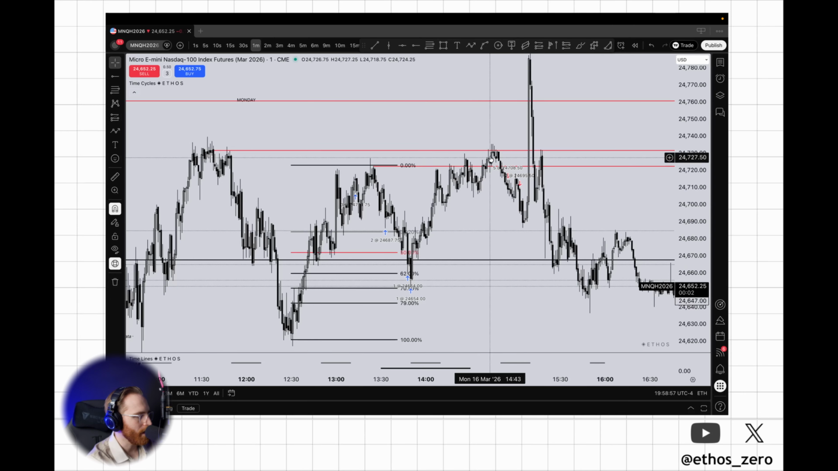So we ended up coming up. We didn't get the reaction that I thought we were going to have once we came above these highs. So once this high was put in here and these bodies were closing below that, I was like, okay, I don't like that.